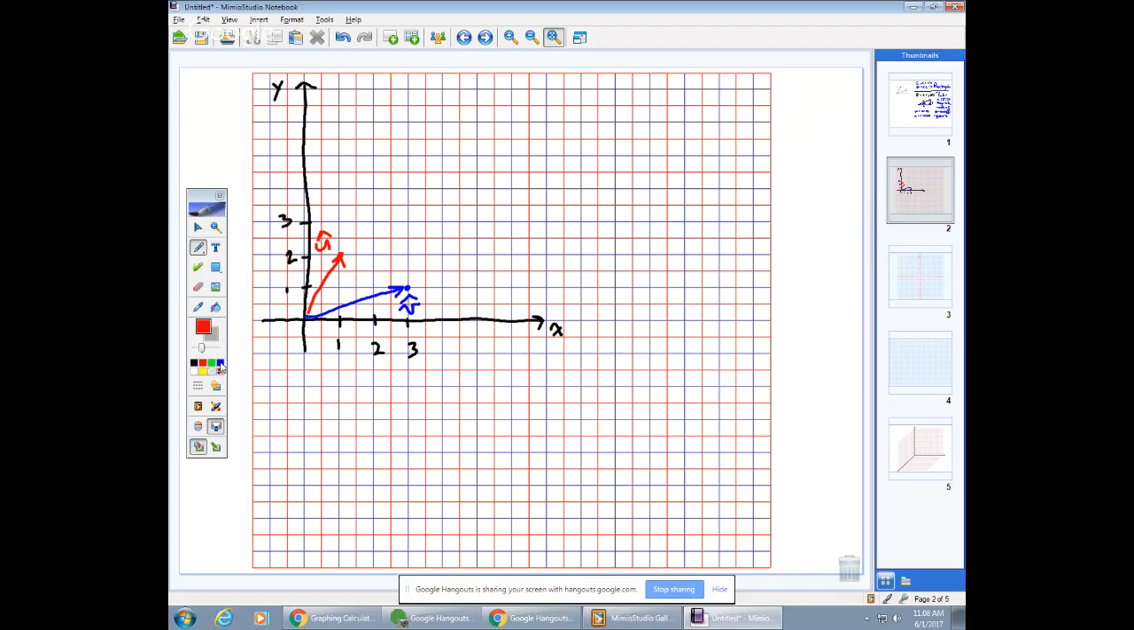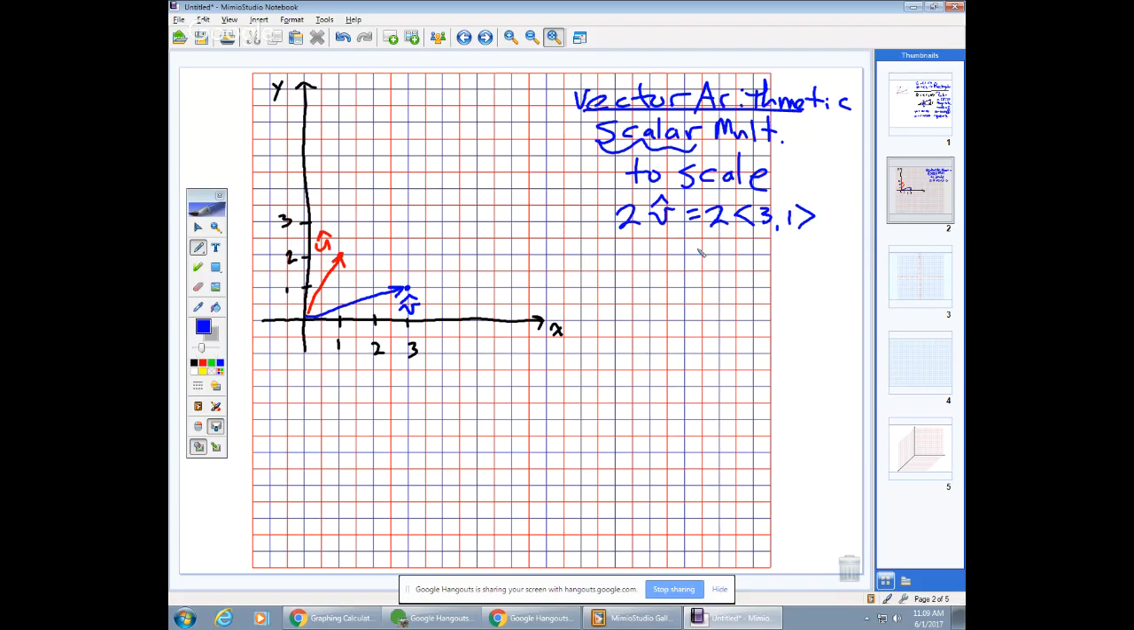So if I were going to do some arithmetic with u and v, there's a variety of different kinds of arithmetic we can do with vectors. So vector arithmetic. There's scalar multiplication. So scalar means to scale. So for example, if we take 2 times vector v, that's going to give us 2 times the vector 3, 1. And that's just a distribution of that 2 through there, so I'm going to end up with the vector 6, 2.